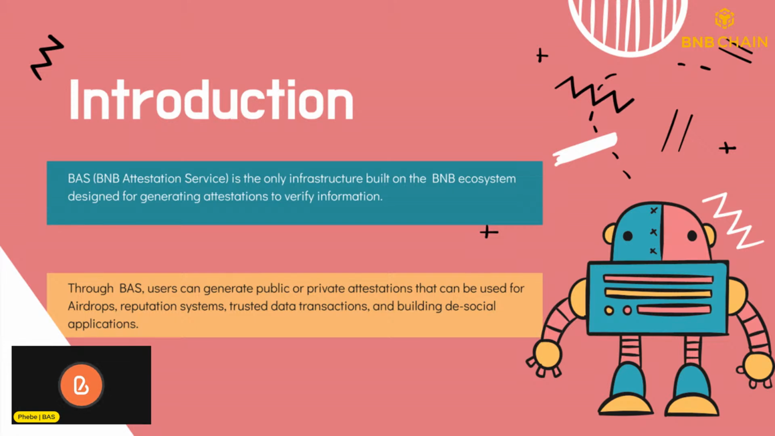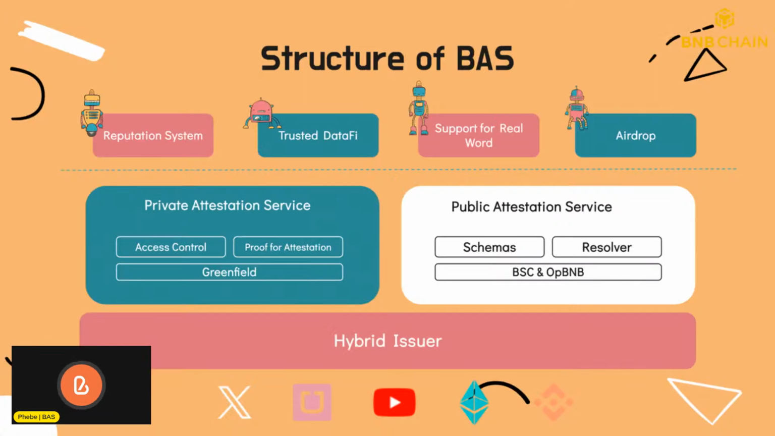So given all this information, what really is the structure of BAS? In our design, BAS will include the following three logical layers. The very first one, at the base layer, is a hybrid issuer, which can be any third-party resource such as Twitter, YouTube, Binance, or even any future project launched by developers themselves. This means third-party issuers endorse their own attestations.